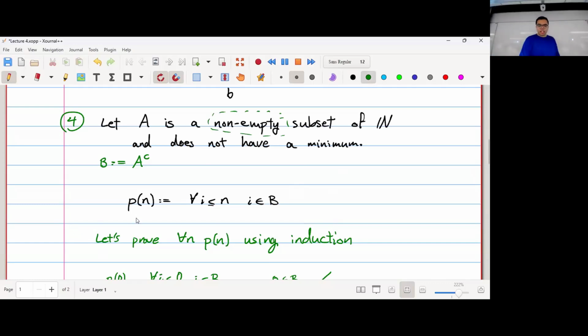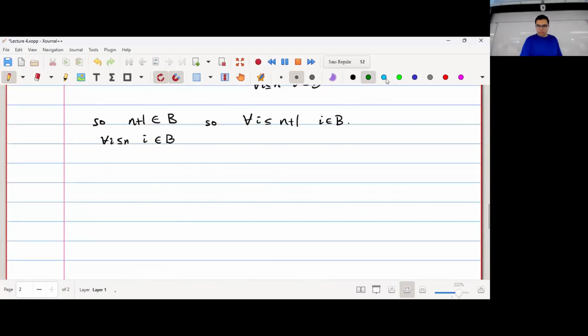I'm saying for every natural number n, let me just write this very formally. We proved that for every natural number n, and for every i that is less than or equal to n, i is in B. Okay. Now just plug n for i, because n is less than or equal to n. So basically, we proved that for every natural number n, n is in B.